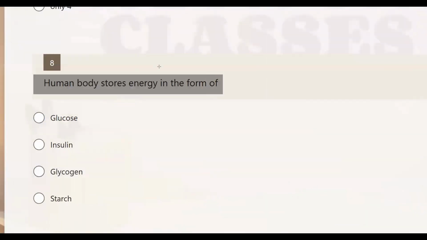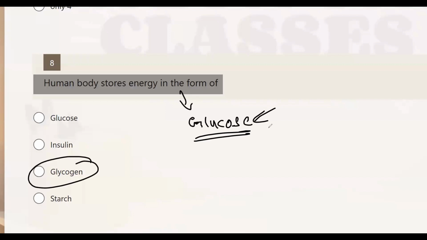The next question from Life Processes says, human body stores energy in the form of. The correct answer is glycogen, but you should know more about it. When animals eat food, the food is digested to give you glucose, right? But not all glucose we use immediately. Like we don't eat food continuously to get energy, so a part of the food is converted into glycogen to be used as a reserve food later. So the reserve source of energy in animals, including the human body, is glycogen.